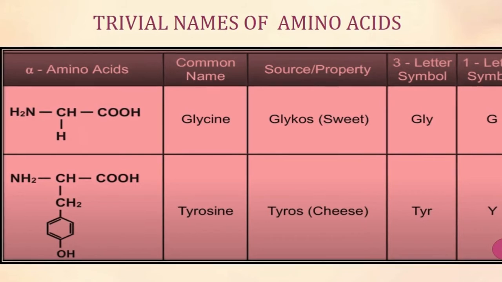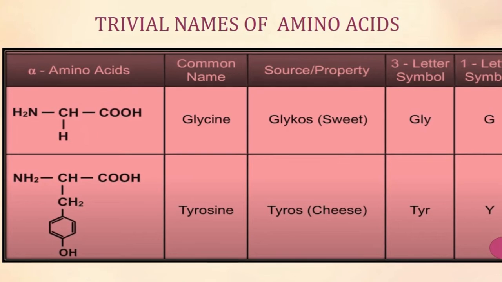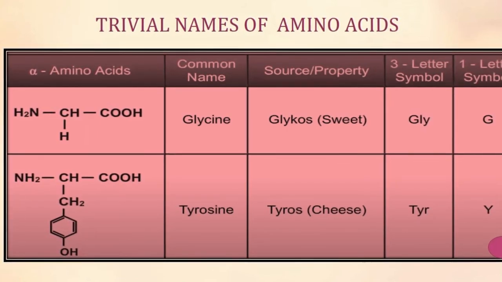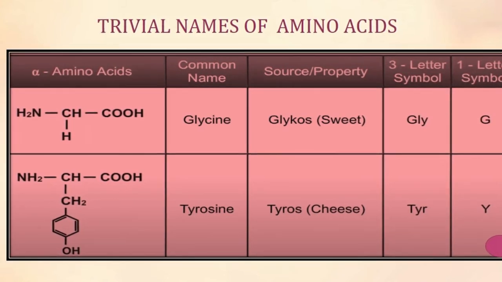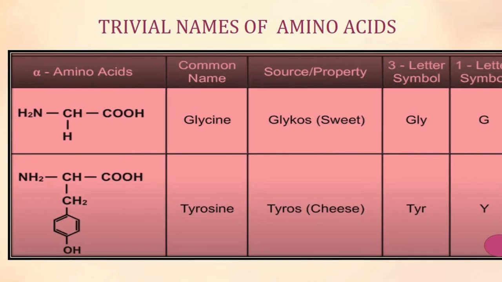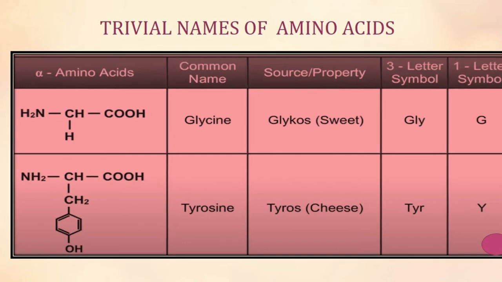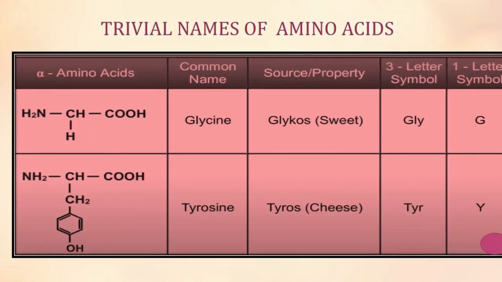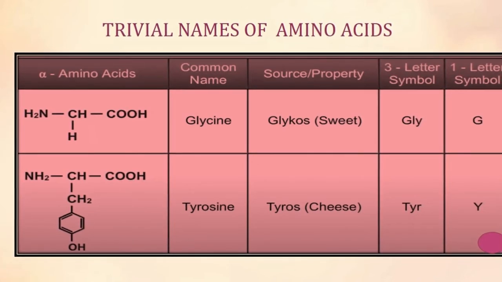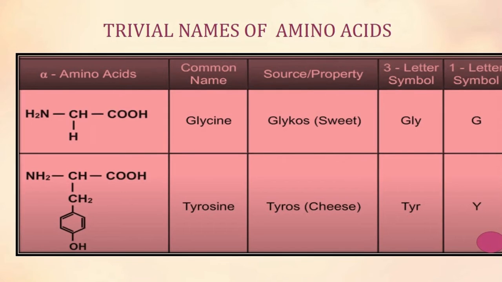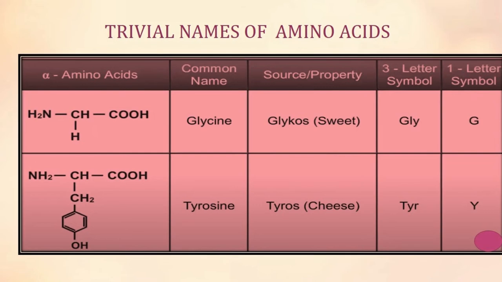All alpha amino acids have common names which usually reflect their property or source. For example, if you take glycine, its name is derived since it has a sweet taste. In Greek, glycos means sweet. And if you take another alpha amino acid, that is tyrosine, this was first obtained from cheese. In Greek, tyros means cheese.